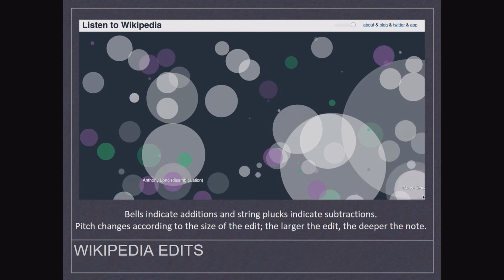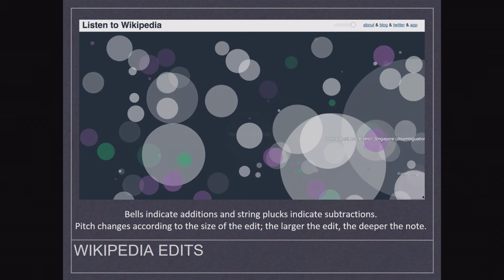This is listening to Wikipedia edits. The bells indicate additions, and the string plucks indicate subtractions.